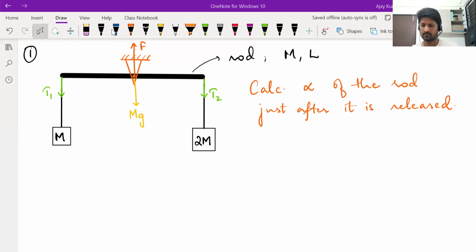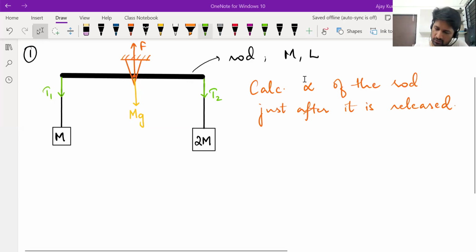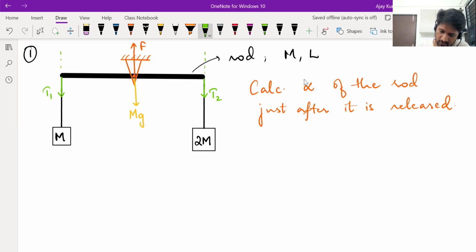Sir, if it causes rotation. If the line of action passes through the axis or the point, then that force cannot create a torque. Okay. Now T2's line of action does not pass through the axis. T1's line of action also does not pass through the axis of rotation, so they can both create torques, not just T2. Mg and the force exerted by the support, their lines of action pass through the axis, so they cannot produce a torque. Fine.